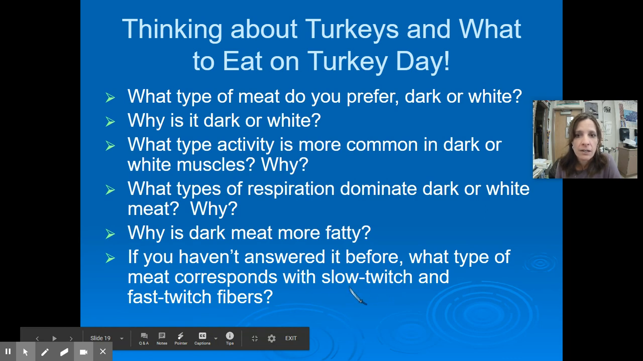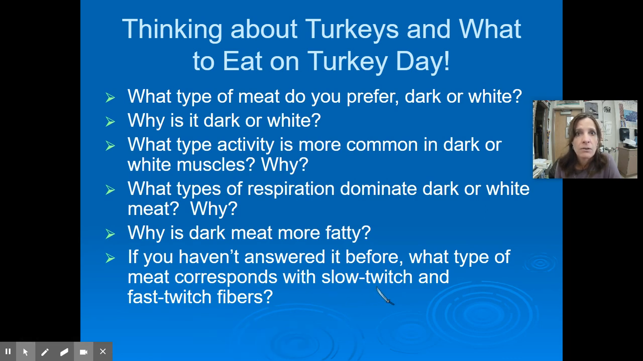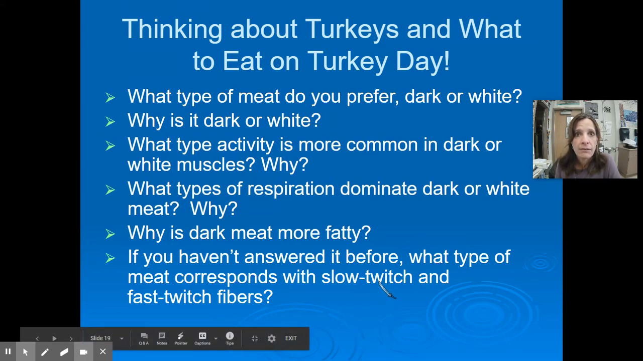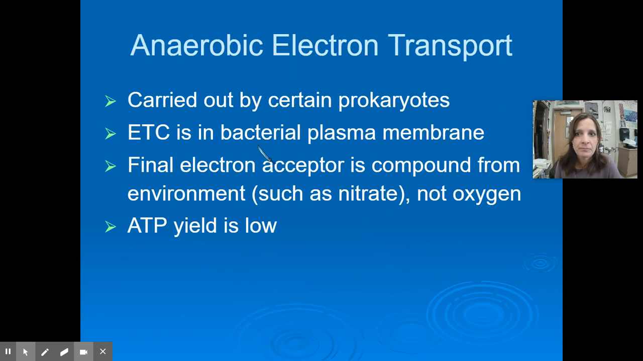Well, this is the same kind of thing. Slow twitch would be those muscles that are used a lot and have more aerobic respiration going on. And then fast twitch would be the ones that have the really strong contractions but can't last very long. So sprinters have more fast twitch fibers and marathon runners have more slow twitch. So when you're eating your turkey, you can think of AP biology.